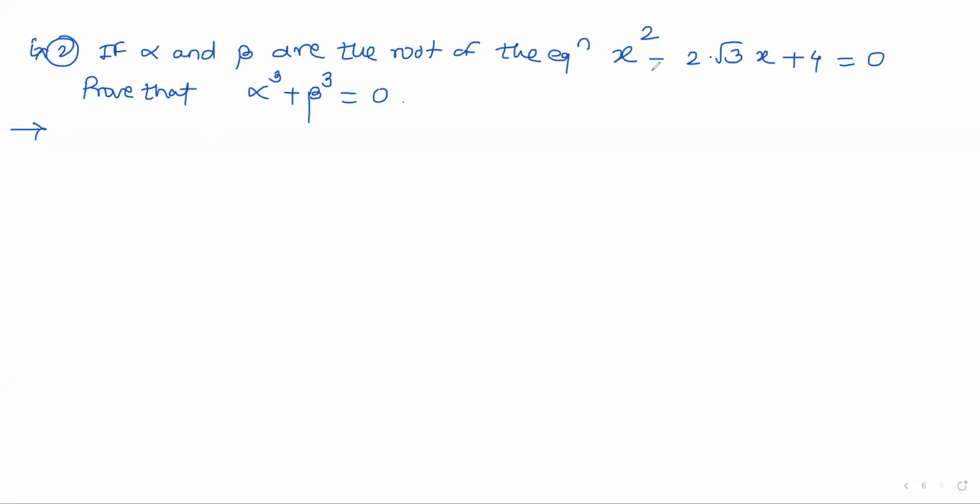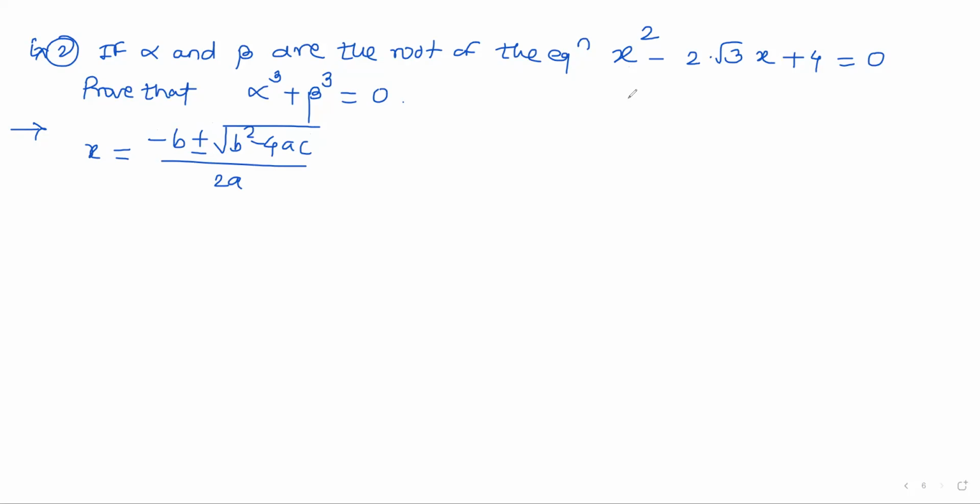Now this is a quadratic equation. So first of all, we have to solve the quadratic equation and find the roots, and of course there will be two roots, and then we'll take their cubes and add and check whether the result is equal to 0 or not. So first of all, as you can notice, this is a quadratic equation, so the formula is minus b plus minus under root b square minus 4ac divided by 2a, right?